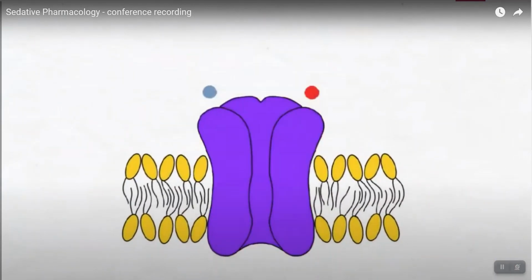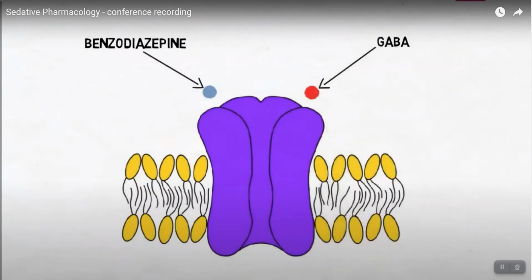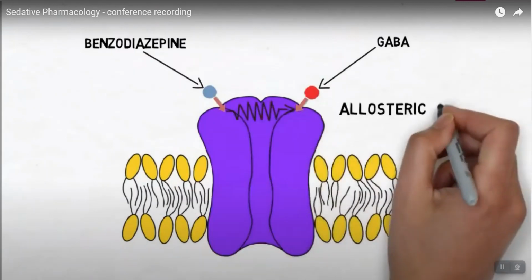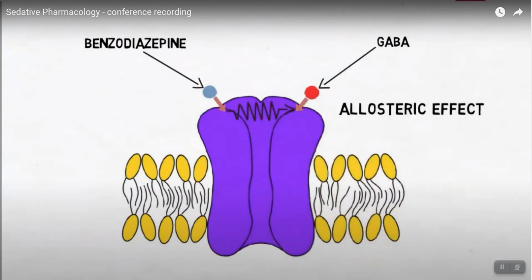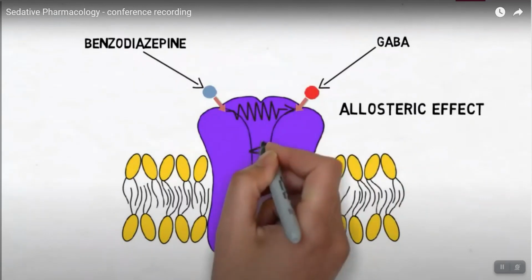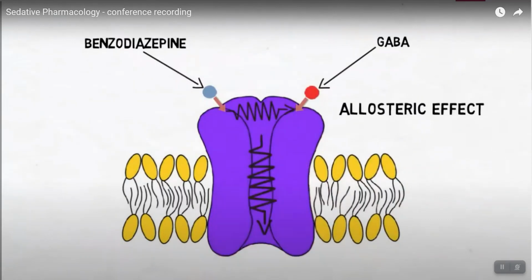When benzodiazepines bind or attach to the GABA receptor, they bind at a location separate from where GABA itself binds, and exert an influence over GABA binding. This type of action is called an allosteric effect, and in the case of benzodiazepines, it results in an increased action at the GABA receptor.